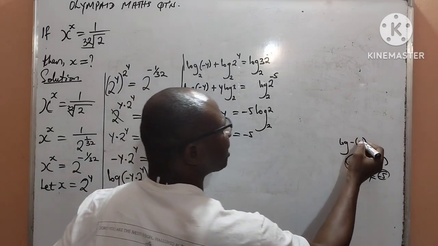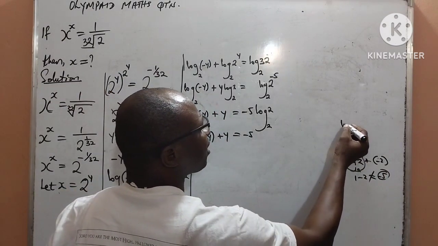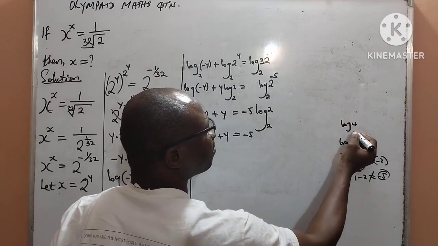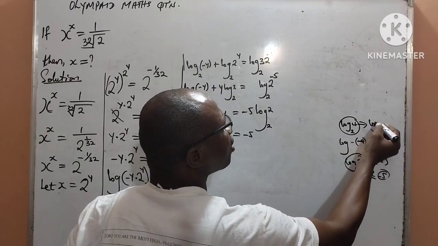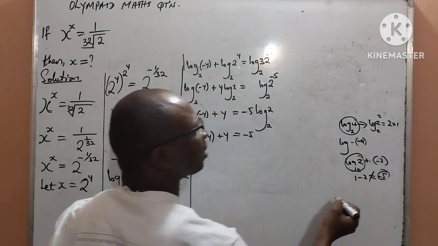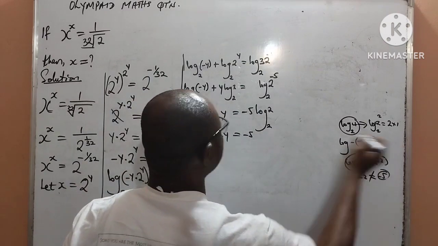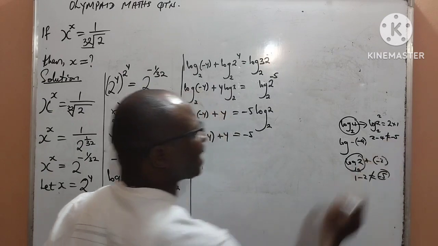If y is negative 4, minus will give me the log of 4, base 2. But log of 4 is the same thing as the log of 2 raised to the power 2, base 2, which is equal to 2 times 1, 2. So if I have 2 minus 4, it is not equal to negative 5.